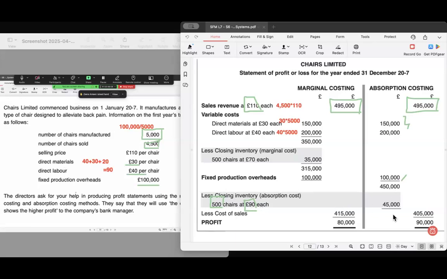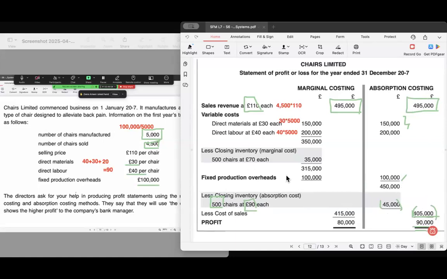So this is a closing inventory, meaning in order to find the profit, we need to remove this because this does not include in this total revenue. So 45,000, we remove it. 405,000 is the cost of sales. Again, we are going to deduct 495,000 minus 405,000. 90,000 is the profit as per the absorption costing method.